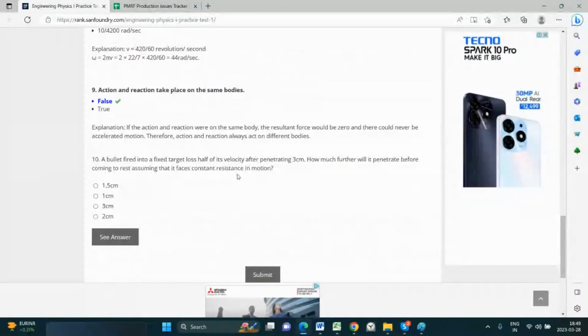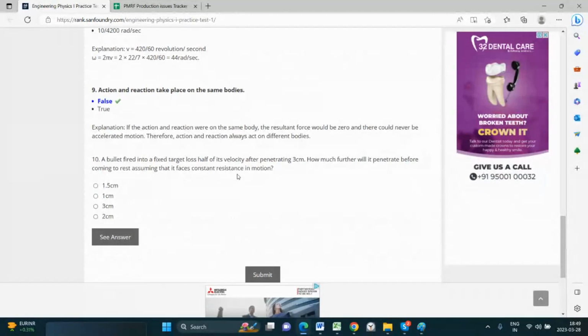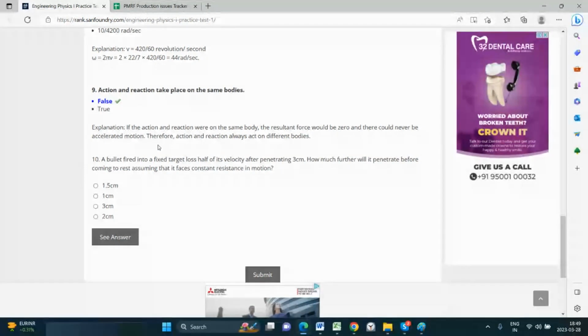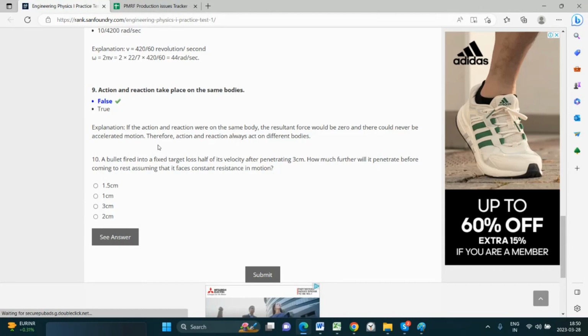So next one is a bullet fired into a fixed target. I want one of you to answer. A bullet fired into a fixed target loses half of its velocity after penetrating 3 centimeter. ஒரு புல்லட் அடிக்கும் போது நம்ம உடம்பு உள்ள பாஞ்சிட்டு உள்ள 3 சென்டிமீட்டர் போகும்போது அதனுடைய வெலாசிட்டி பாதி ஆயிடுறது, அதோடைய ஃபோர்ஸ் குறைஞ்சு போயிடும்.